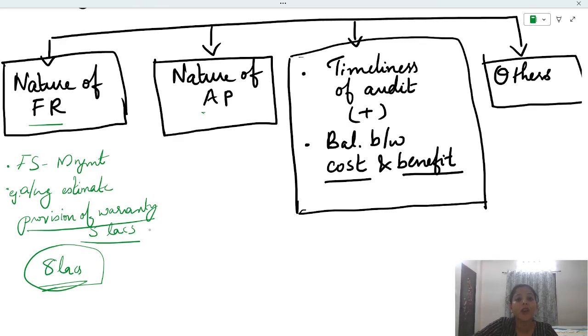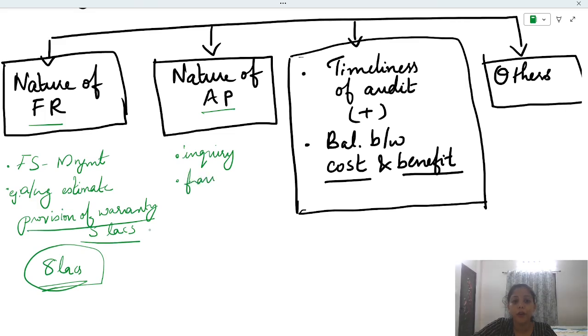Next is the nature of audit procedure. We are doing so many audit procedures. One such procedure is inquiry. We may be asking the management and the employees so many questions, right? But can we say that whatever they are giving is true, or that whatever information they are giving is complete? No, we can't say that. It depends upon the person also. So there is a limitation to the procedure. So completeness of information can't be fully satisfied by the auditor.